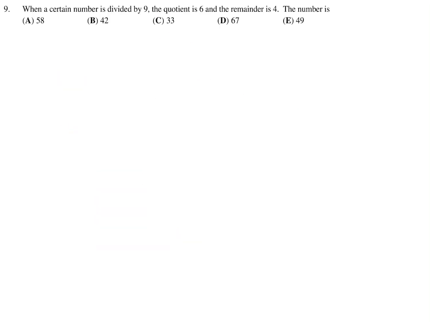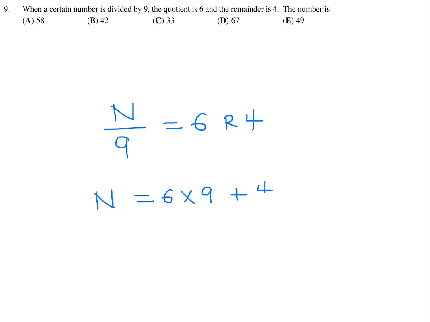When a certain number is divided by 9, the quotient is 6 and the remainder is 4. The number is? So let the number be n, and they're saying when you divide it by 9, you get a quotient of 6 and a remainder of 4. So this essentially means that 6 times 9 plus 4 is n. So 6 times 9 is 54 plus 4, so n is equal to 58. So the answer here is A.